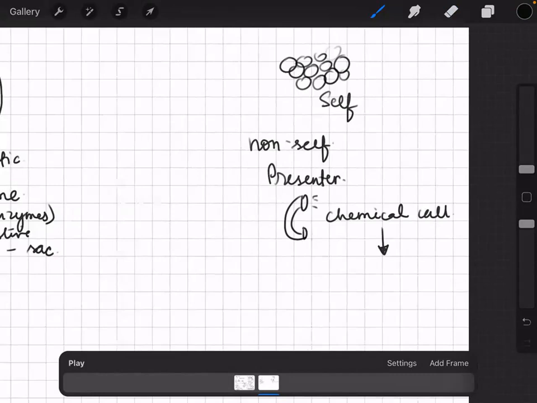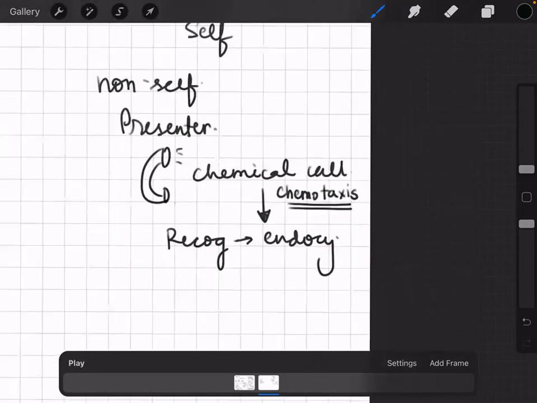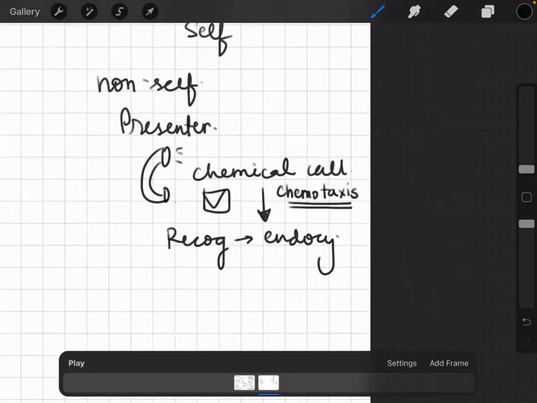Because of this chemical call, or this chemical attraction, there is a recognition of these cells, and upon recognition, the process of endocytosis will take place. This chemical call is called chemotaxis. What happens in chemotaxis is you send a chemical signal, or a chemical call, to your immune system, and then these immune molecules come to that spot and kill the pathogens.